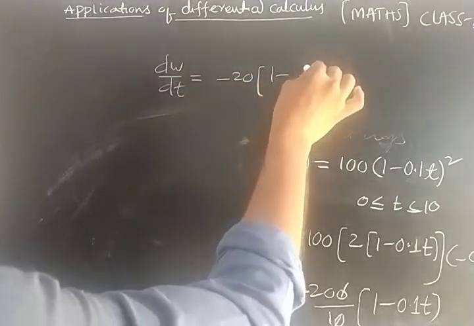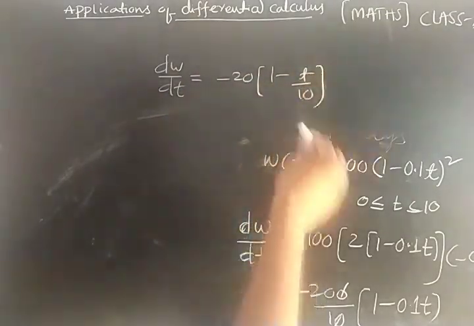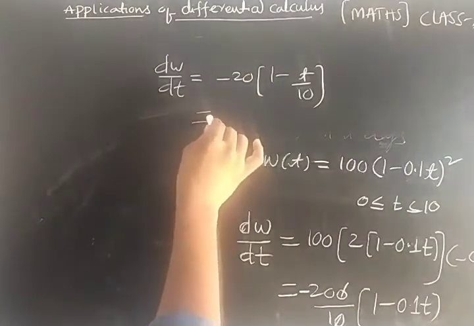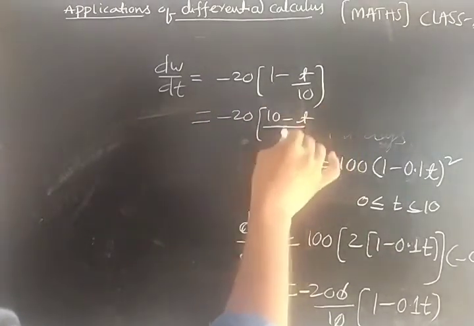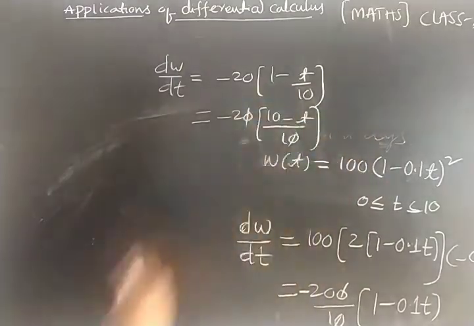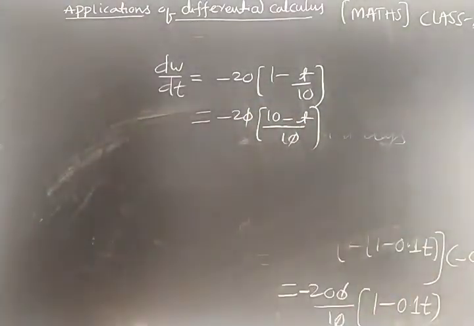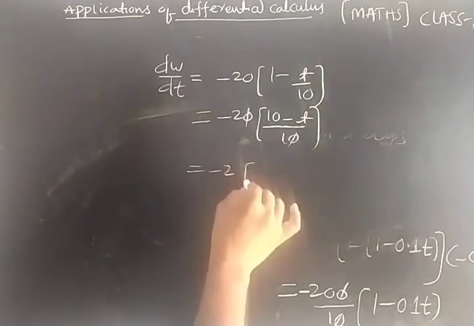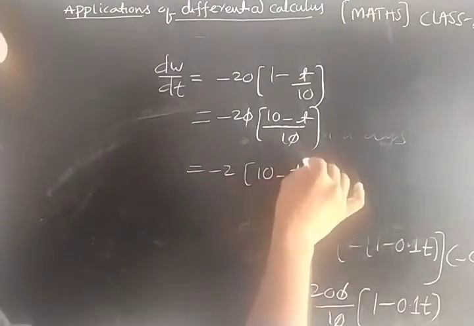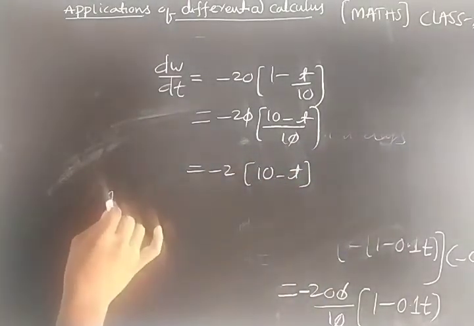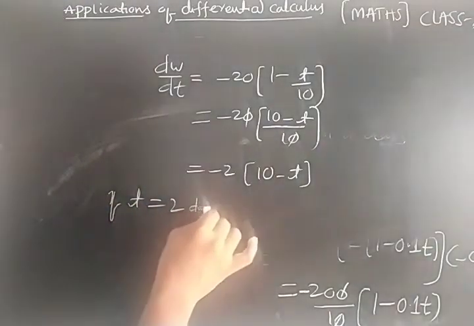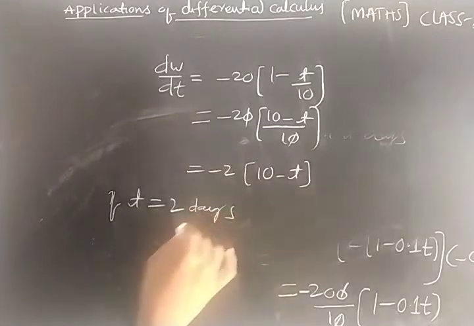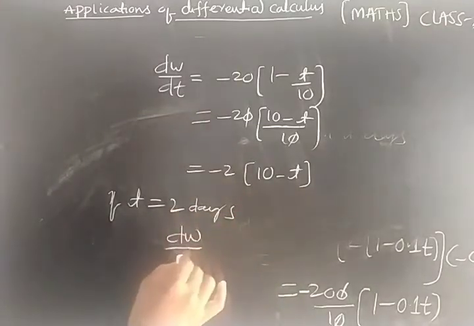Here (1 - T/10), again removing the decimal point, by taking LCM, (10 - T)/10. The 0 cancels again. So you will get minus 2 into (10 - T). Now if T equals 2, after 2 days, then the rate of change dW by dt.